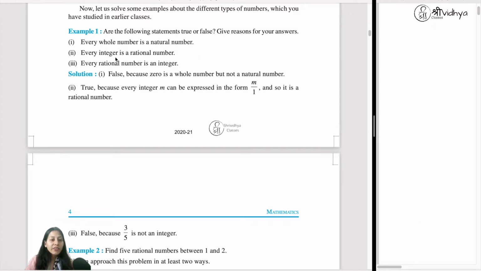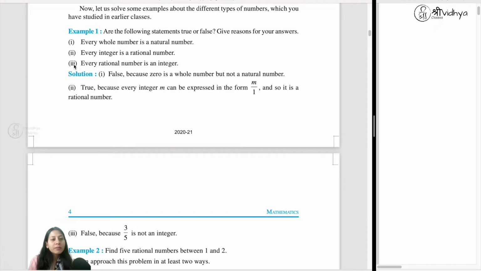Second is, every integer is a rational number. So this is true. Why is this true? Because every integer can be written in the form of p upon q. What are rational numbers? The numbers which can be written in the form of p upon q, where p and q are integers and q is not equal to 0. So every integer can be written in the form of p upon q. That is why it is a rational number.